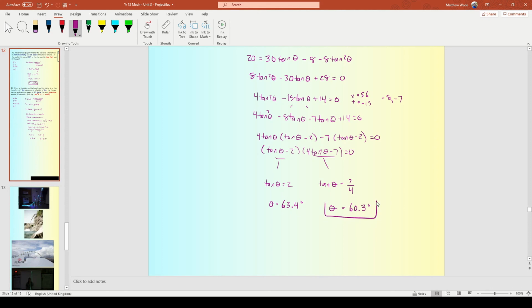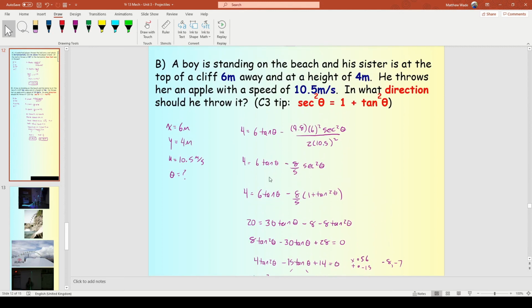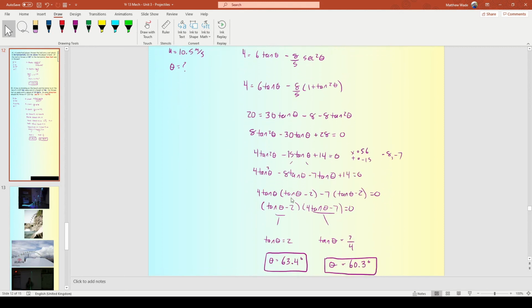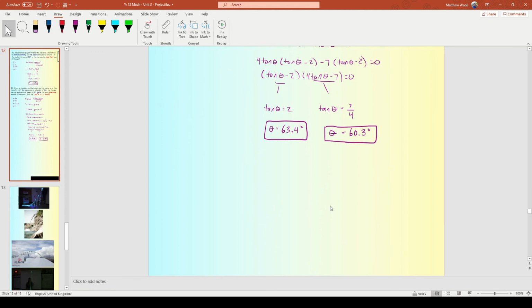This is a funny one, because we have two answers, and normally, when we do a mechanics question, only one of them is valid. But actually, in this case, both answers are valid. I'm going to tell you why both of these are valid, so you don't discard either. They are both right. It just depends on how the sister caught the ball. The sister could catch the ball on the way up or the way down.